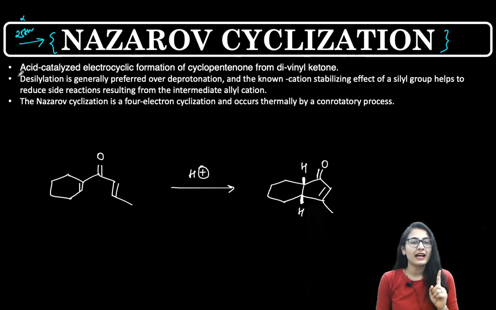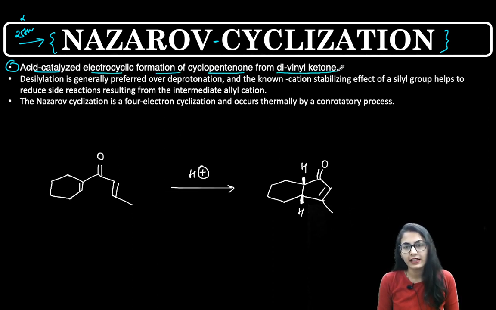Alright, so as you can see, I have taken some bullet numberings over here. Why? Because we have something very important to talk about the Nazarov cyclization. So guys, this reaction looks like it's a very simple reaction, but there are so many things about it. First of all, it is a simple acid-catalyzed electrocyclic formation of cyclopentenone from divinyl ketone.